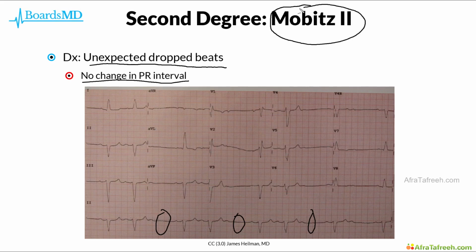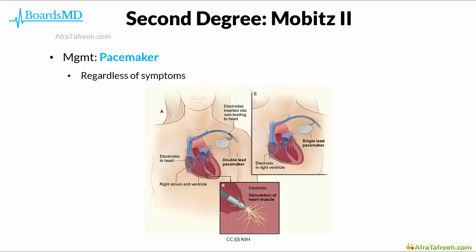Mobitz type 2. And as one might expect with these unexpected dropped beats, Mobitz type 2 tends to be more commonly symptomatic and has a greater risk of progression to complete heart block than Mobitz type 1. Because of this risk of progression to complete heart block, when we have a patient with Mobitz type 2, it does not matter whether the patient is symptomatic or asymptomatic, as a pacemaker is going to be indicated regardless.